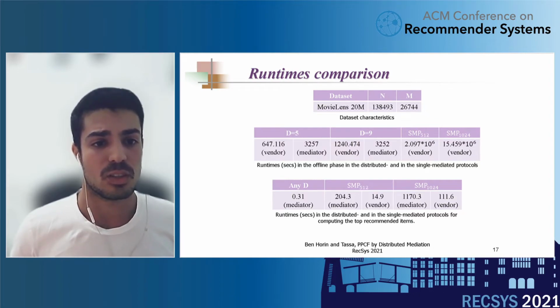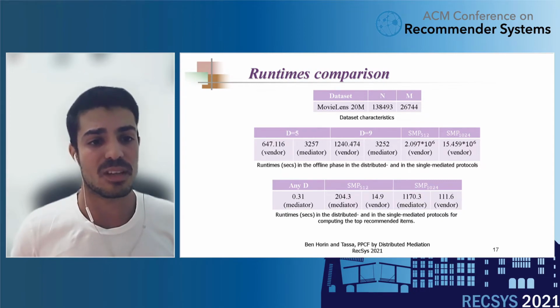The third table shows runtime for finding the most recommended items. Here too, the differences are very significant. By the way, more than 99% of the shown runtimes for our protocol are spent in computing scalar products. Such computations are executed also in the non-private algorithm. Hence, the price of privacy in our mediated protocol is very small.